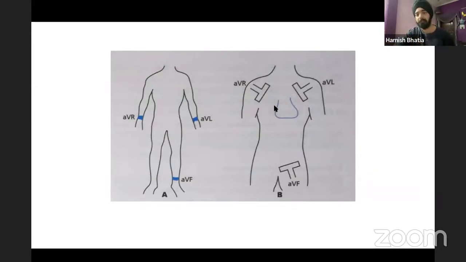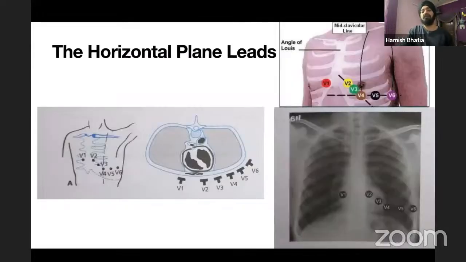So that's why the axis of the AVR lead is from the heart to here in this direction. And the AVL is from the heart till here in this direction. And AVF is from the heart till here, so in this direction. I hope that is also clear now. Okay. Now the horizontal plane leads.